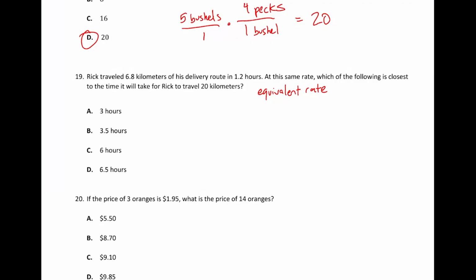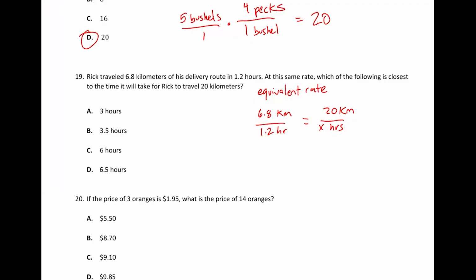But if you're trying to find an equivalent rate, where the units are the same, in this case, we're saying Rick traveled 6.8 kilometers in 1.2 hours. We want to know how many hours, x hours, did it take him to go 20 kilometers? So notice our units here are the same, kilometers per hour. And so anytime you're trying to change what the rate looks like, but not change the units, you're going to set up a proportion to do that.